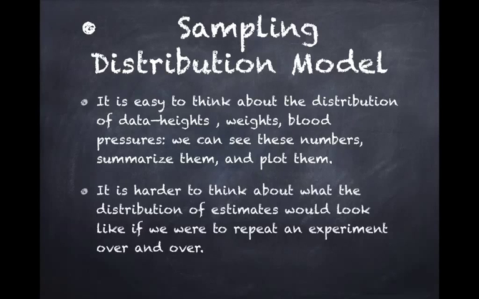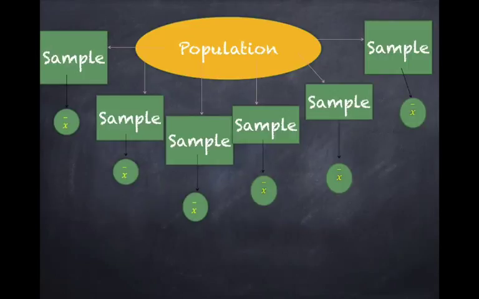And so that's a nice way to think about the distribution for data as a whole. What becomes harder to think about is what the distribution of estimates would look like if you were to repeat the experiment over and over. If we were to repeat the experiment over and over, we would get different estimates each time, depending on the random sample that we get from the population. What you should note is that the distribution of an estimate, such as a sample mean, is called the sampling distribution.